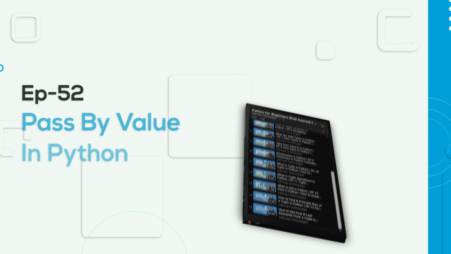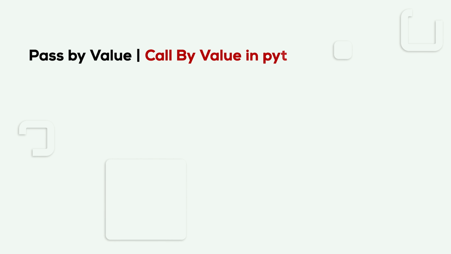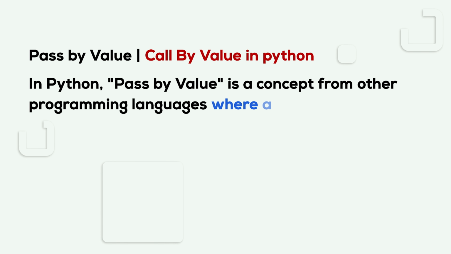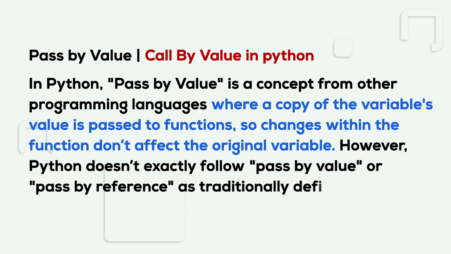In today's video, we will discuss call by value or pass by value. In case of call by value or pass by value, a copy of the argument's value is passed to the function, and any modifications made to the argument inside the function do not affect the original variable outside the function. So let's see how this works in Python.